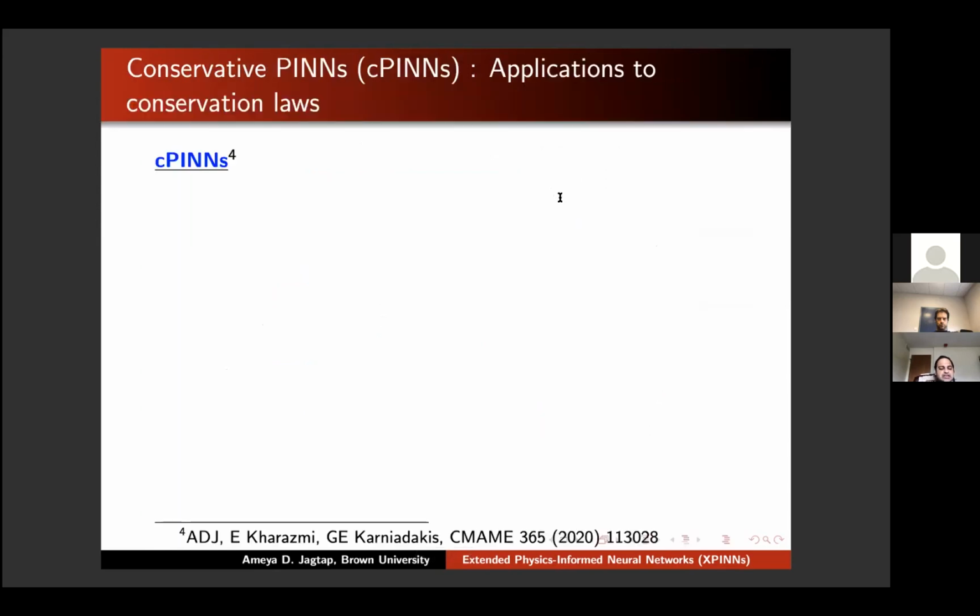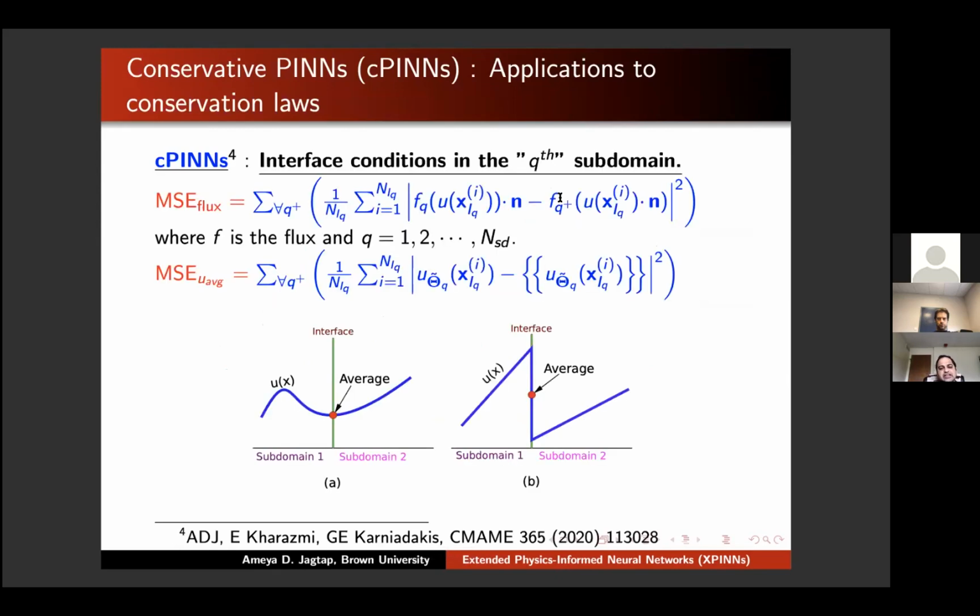So let's see the first method here, the conservative PINNs or CPINN for conservation loss. So in this case, these are the interface conditions. So we are actually seeing the Q-th subdomain here. So the first interface condition is given by the normal flux continuity. So you calculate the normal flux and you enforce the continuity of that flux across your interface.